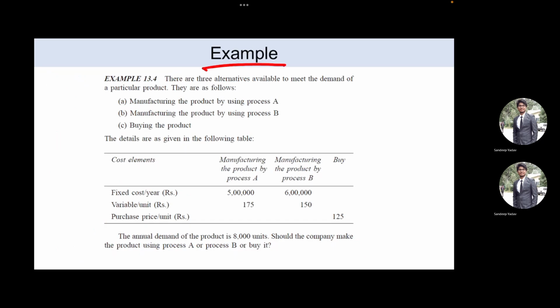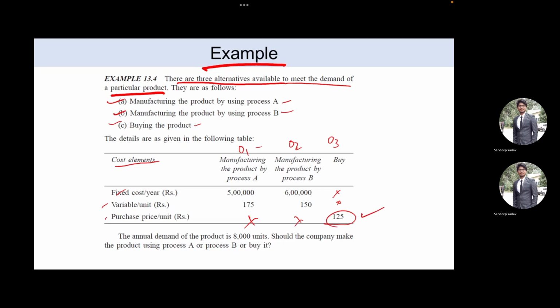Let's see another example. Here there are three alternatives available to meet the demand of a particular product. Option one is manufacturing the product using process A, option two is manufacturing the product using process B, and option three is buying the product directly from outsourcing. The details are given in the following table: cost elements like fixed cost, variable cost, and purchase cost. Fixed cost is 5 lakh rupees for option one and 6 lakh rupees for option two. Here we are directly buying it. The variable cost is 175, the manufacturing cost is 150, and for buying there is nothing here, and the purchase cost applies only to the buy option.